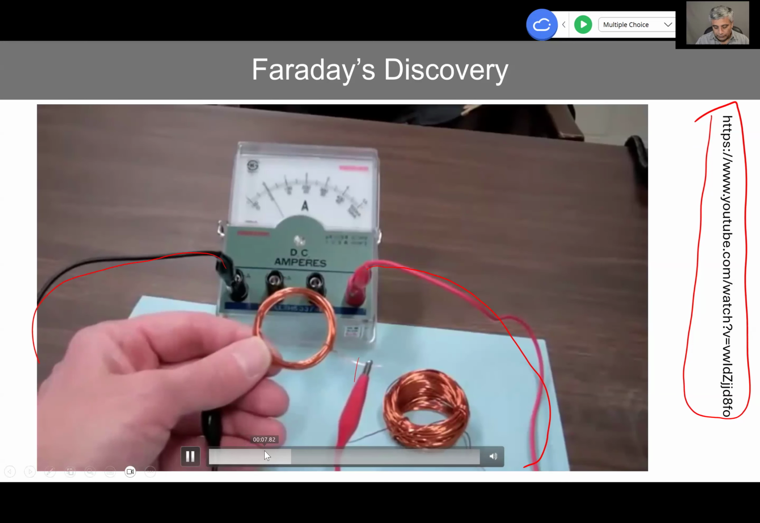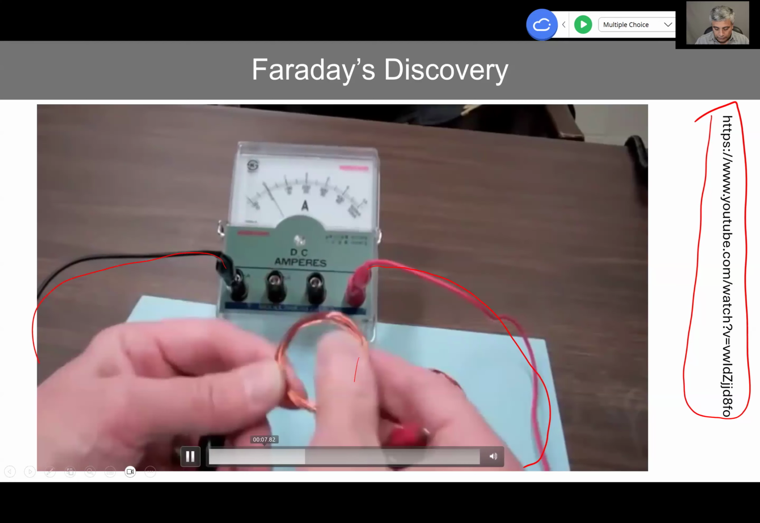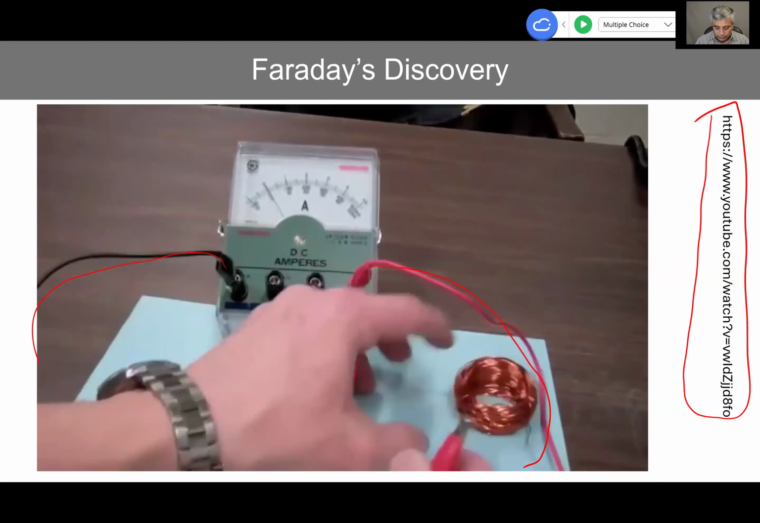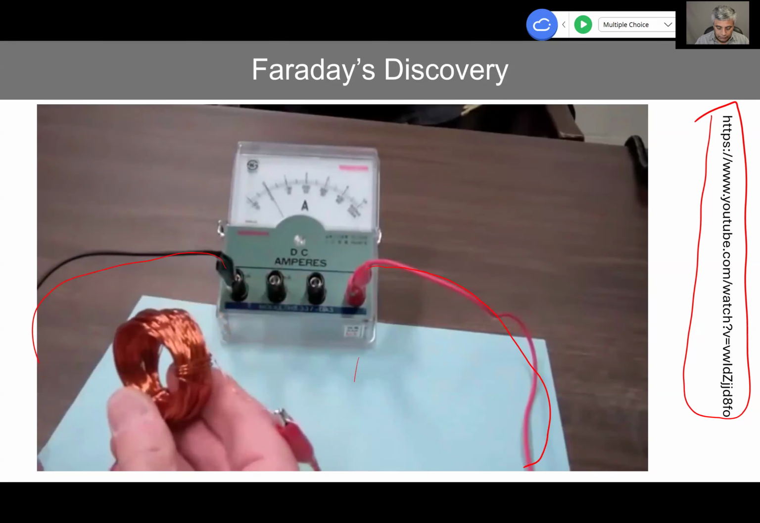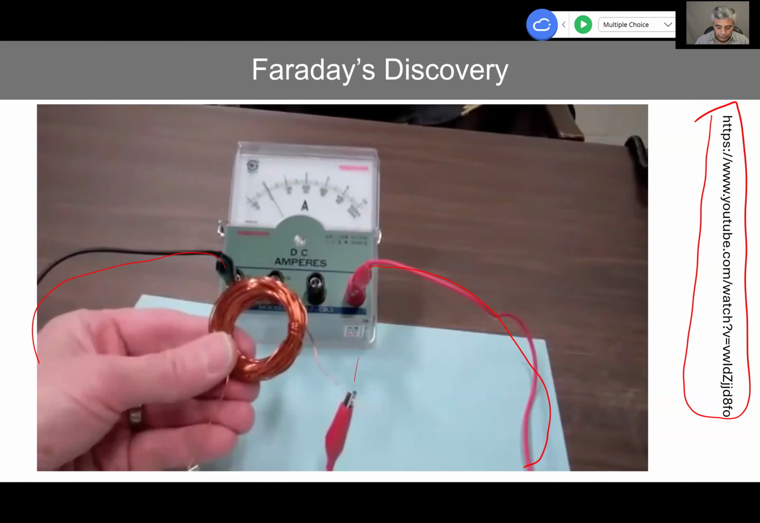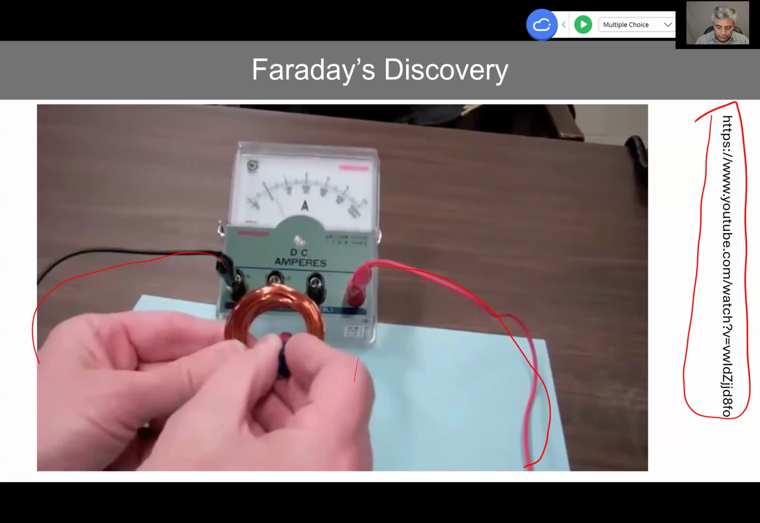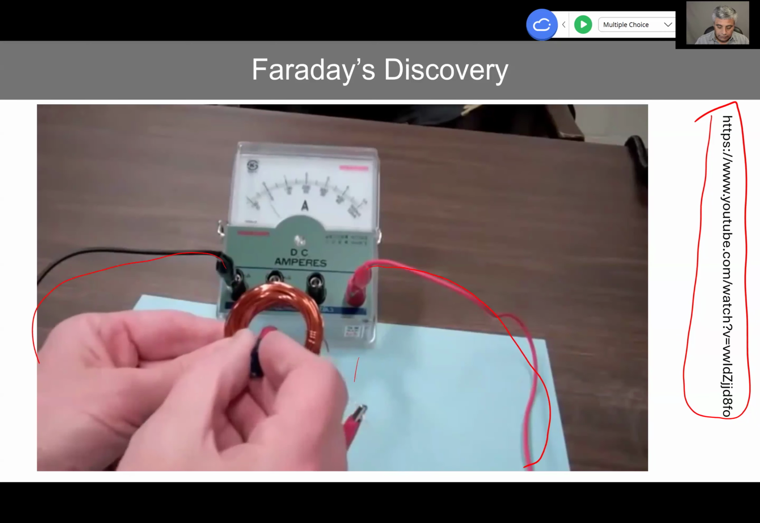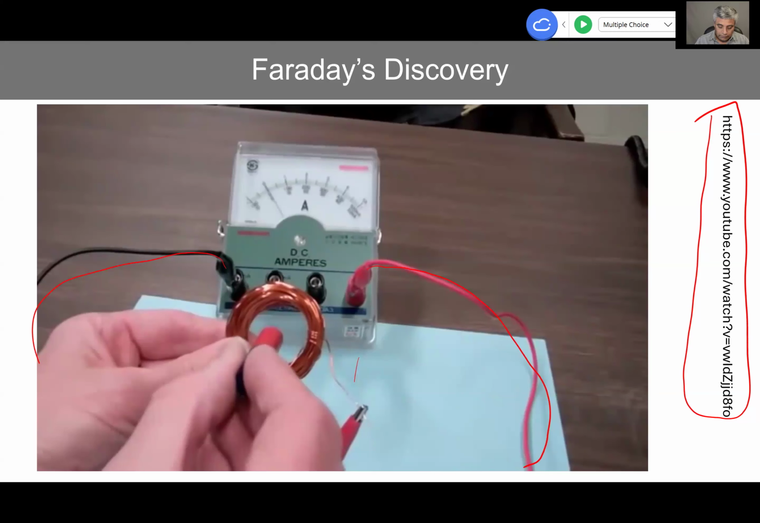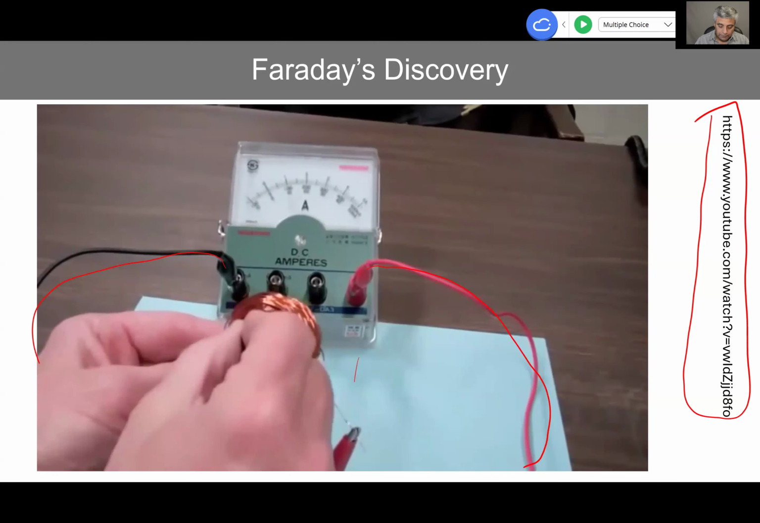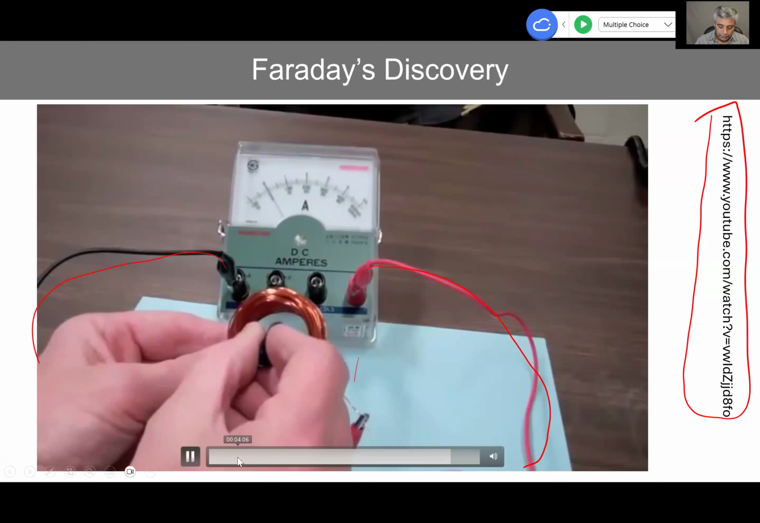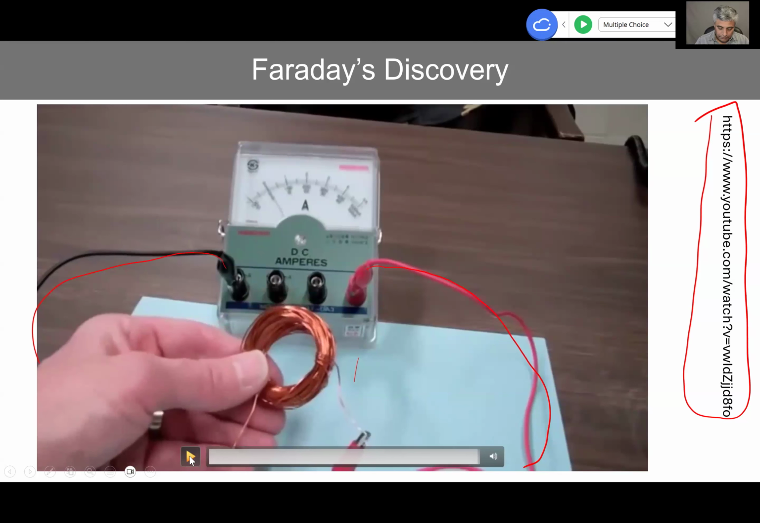Okay. And now let me connect the 100 loop coil. And I'll start by moving the magnet in very slowly. You see a deflection to the right, pull it out to the left. If I go in quickly, you see a much greater deflection. So the rate of change of the magnetic field affects the current also.